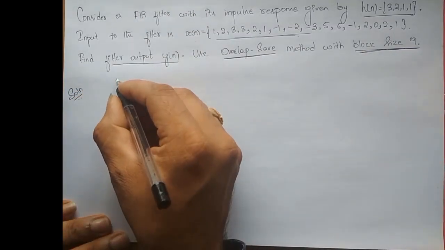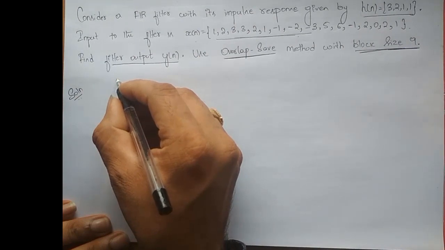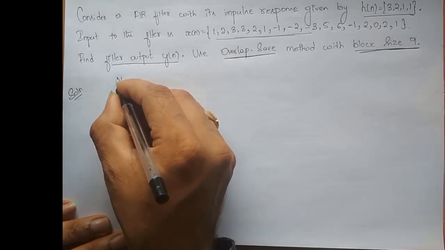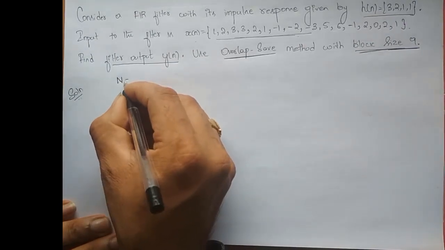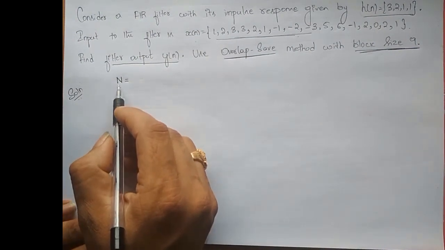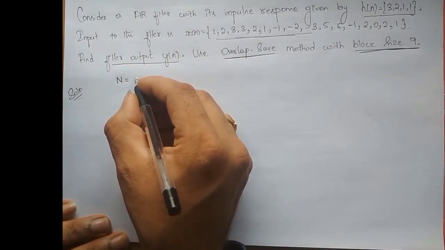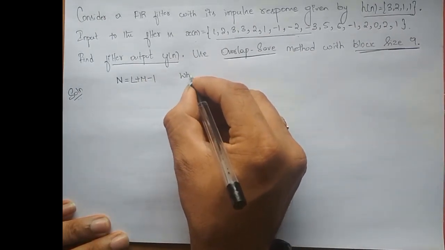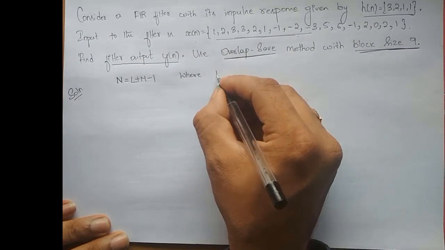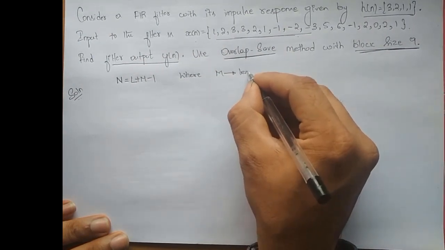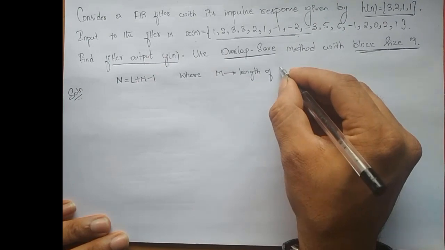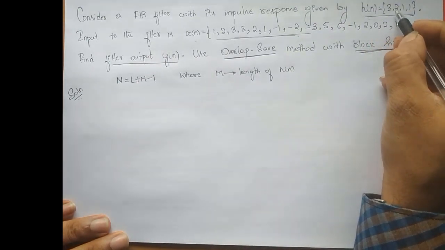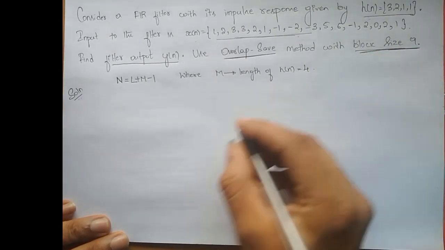Solution. As we discussed in the introduction of the overlap add and overlap save method of linear filtering, the block length or block size N is given by L plus M minus 1, where M is the length of the impulse response h of n. This is our impulse response h of n. What is its length? It is 1, 2, 3, 4, which is 4.